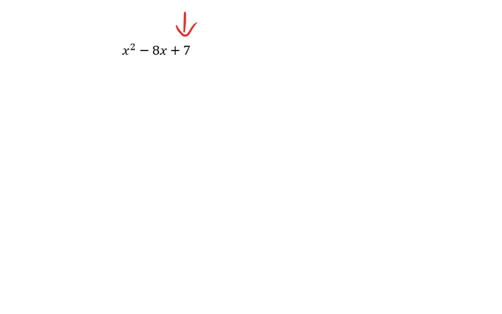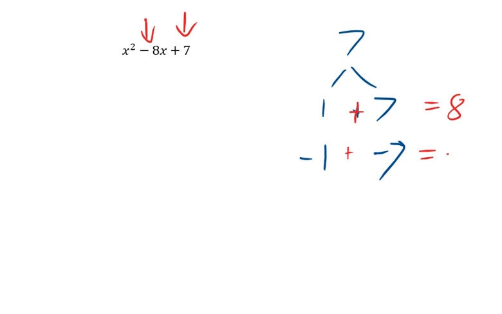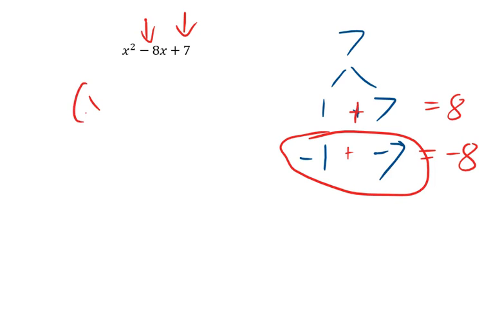Here I'm multiplying to 7, adding to -8. Numbers that multiply to 7 are 1 and 7, or -1 and -7. The pair that adds up to the -8 I'm looking for is -1 and -7. So when I factor it, the numbers I'm going to use are -1 and -7.